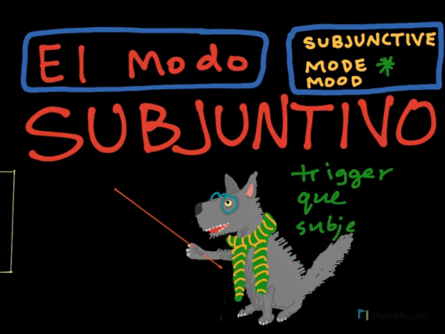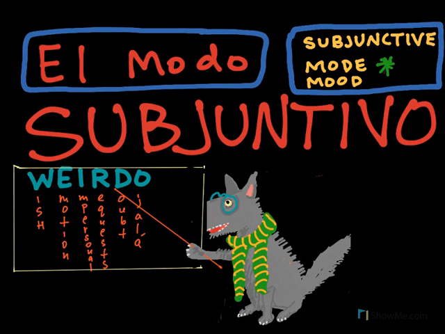So let's see if you have all these, you will have the subjunctive. But what are the triggers? We already have seen the trigger with the W. Weirdo, it's just the way to remember the triggers that subjunctive has.